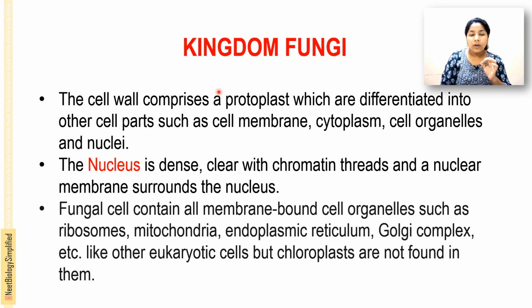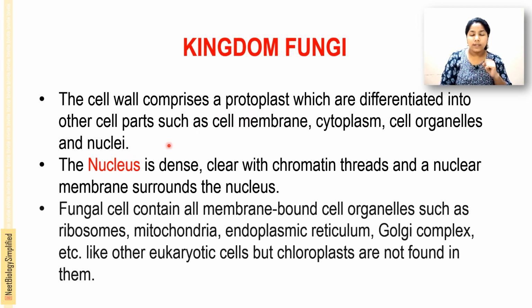The cell wall encloses a protoplast, which is differentiated into other cell parts such as the cell membrane, cytoplasm, cell organelles and nuclei. That is, the protoplast is present inside the cell wall. The presence of this protoplast helps differentiate the other parts of the cell, like the cell membrane, cytoplasm, cell organelles and nuclei.